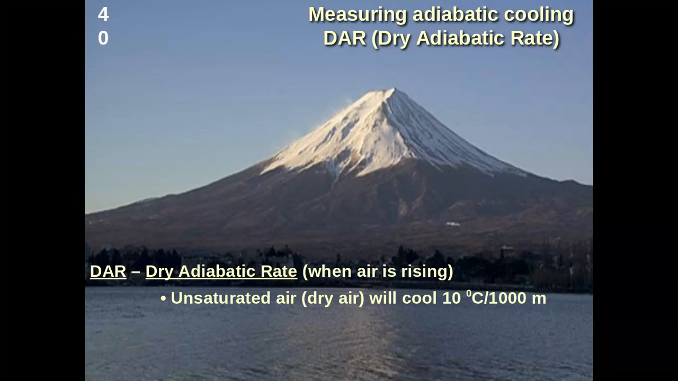Now remember, that's going up the hill. Let me repeat that. Going up the mountain, air is rising, so it's going to adiabatically cool. And under the dry adiabatic rate condition, it's going to cool at 10 degrees per 1,000 meters. On the other hand, if air was allowed to sink and subside, air would warm 10 degrees per 1,000 meters under the dry adiabatic rate.